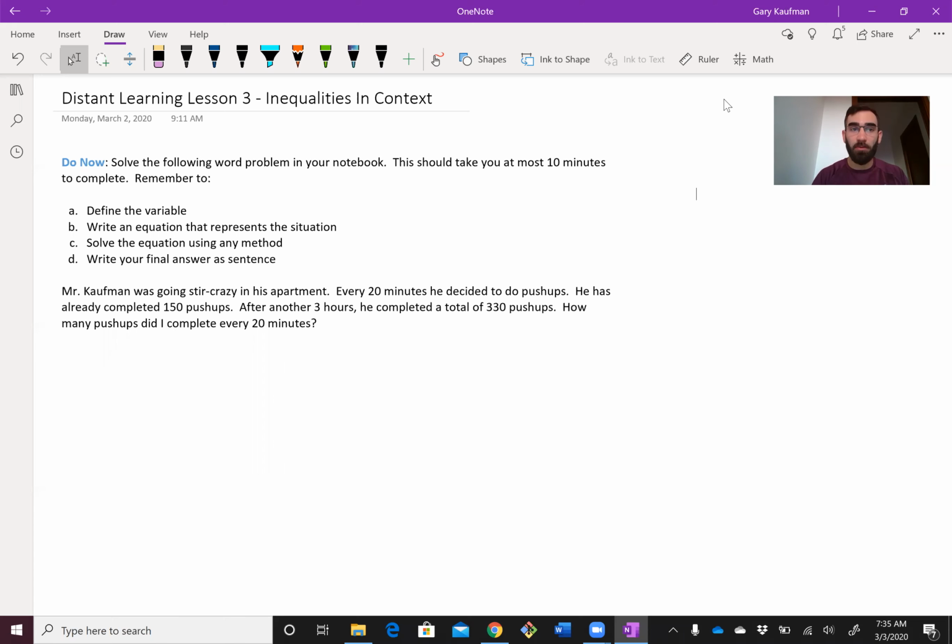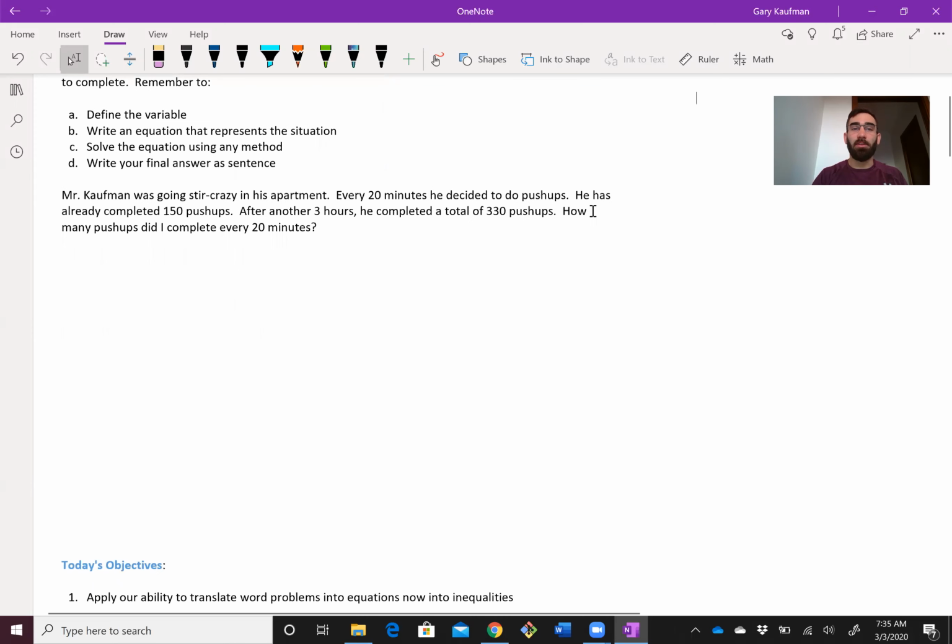Now, before we get to an inequality, your do now is to take at most 10 minutes to solve the following word problem that results in an equation. So this is what was on the previous unit summative, and is also an example of a problem that you would have created for your project. So take at most 10 minutes, remember the instructions, give it a shot.